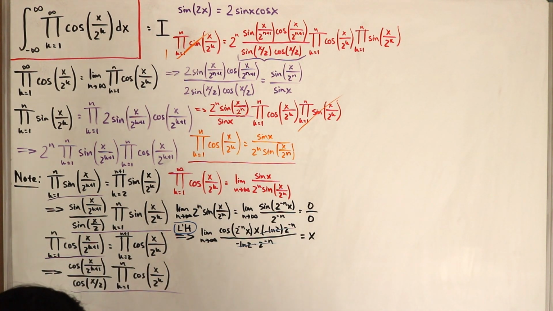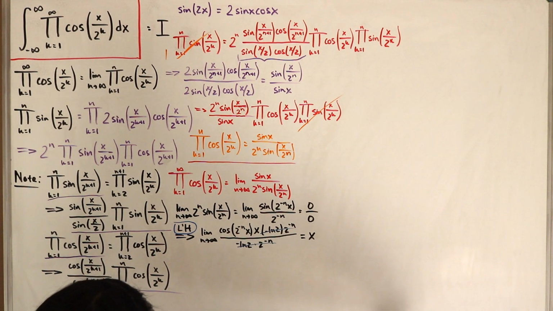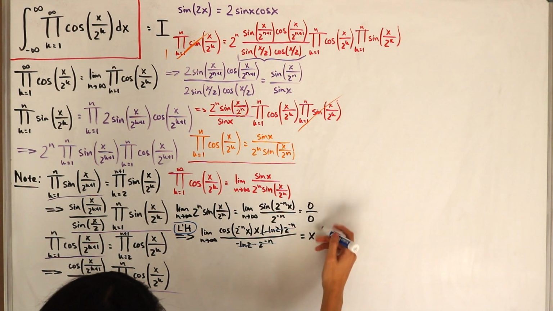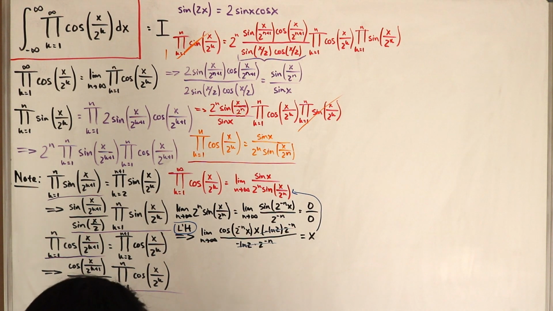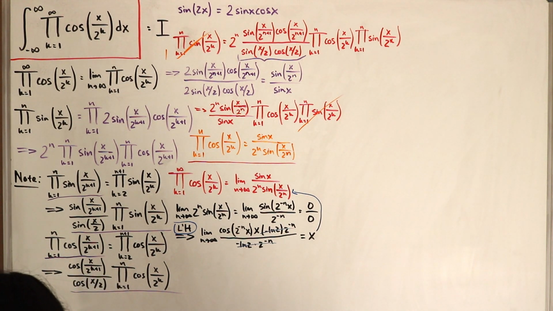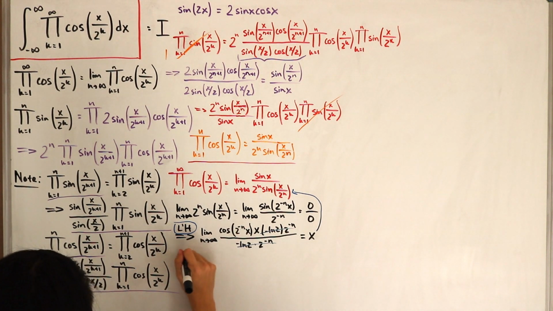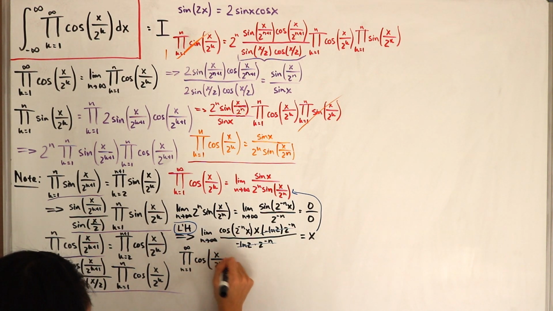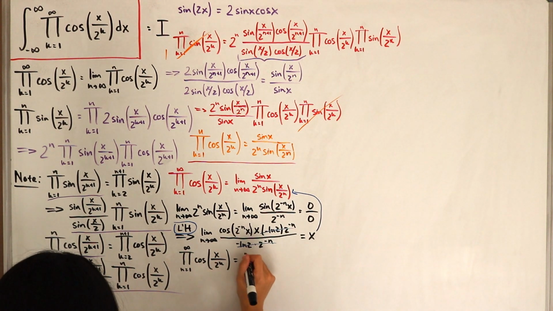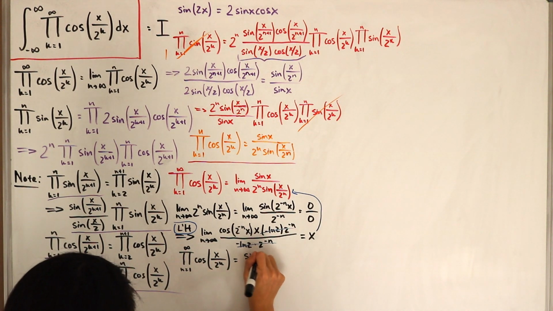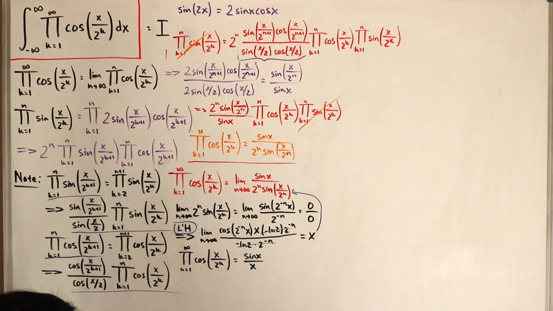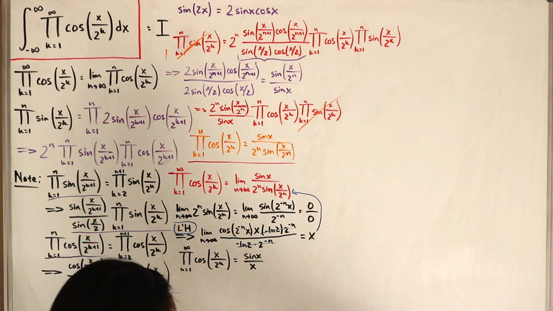All right, so we have that, and I'll draw this arrow to signify that this is what we have. It means we do the substitution. Now, in this case, I'll just have to rewrite the product series one more time, which is totally fine. The product from n equals 1 of cosine of x divided by 2 to the power k is just equal to sine of x divided by x. All right, cool. So this is what we have so far.